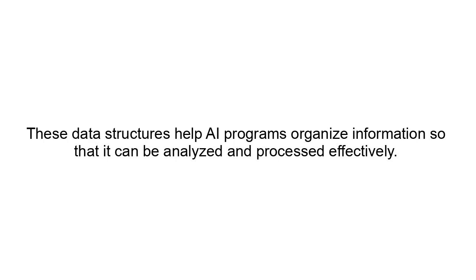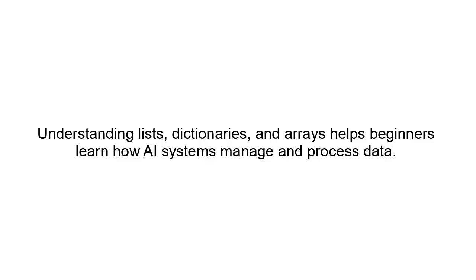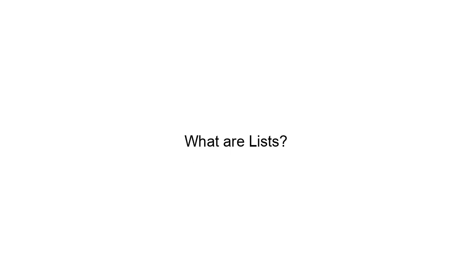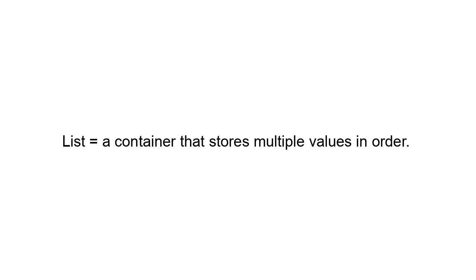For example, AI systems may need to store thousands of images, large text datasets, numerical data, and labels for machine learning models. Understanding lists, dictionaries, and arrays helps beginners learn how AI systems manage and process data. What are lists? A list is a collection of items stored in a specific order. In simple words, a list is a container that stores multiple values in order. Lists are commonly used in AI to store datasets or sequences of information.